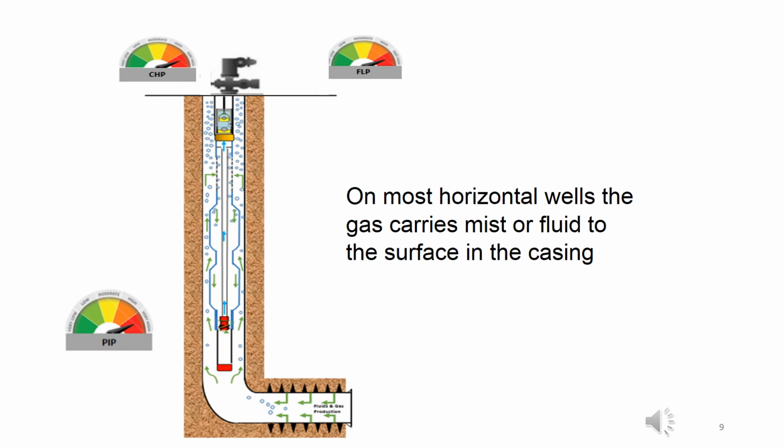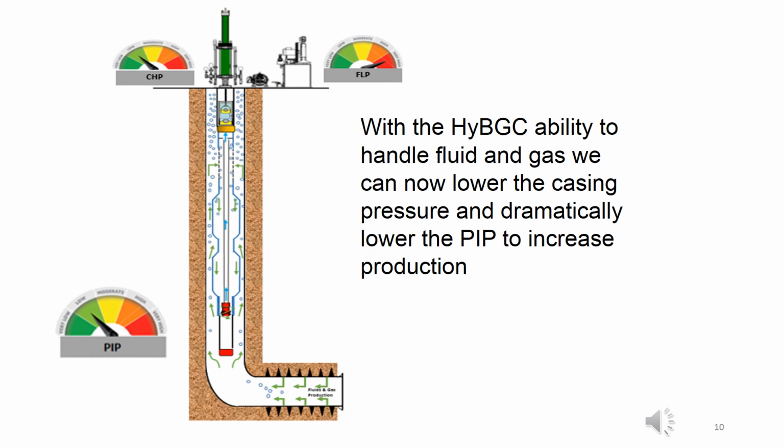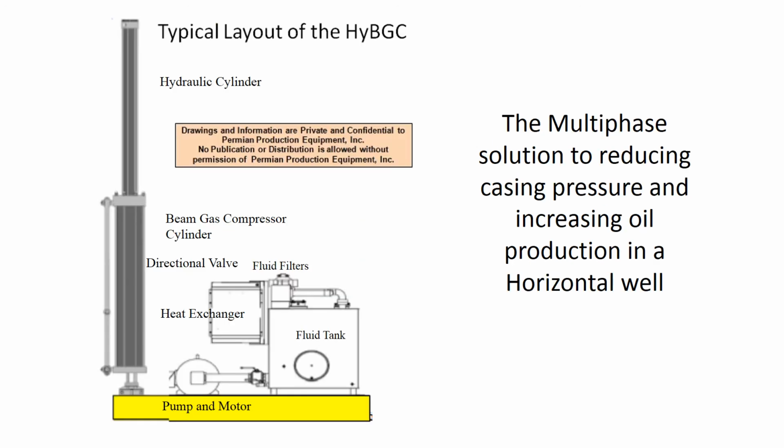On horizontal wells, the gas is carried by the mist or fluid to the surface in the casing, and as you drop the bottom hole pressure, you can often, by installing a hydraulic beam gas compressor, do the same thing as what we just did with the beam gas compressor in a vessel. The hydraulic system is a multi-phase compressor and does not require any additional scrubber or anything, as we can handle fluid and gas at the same time.